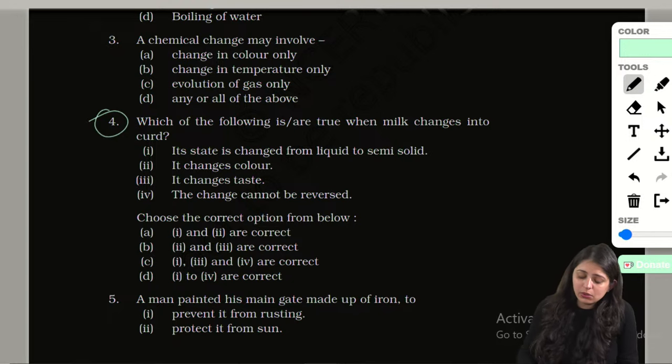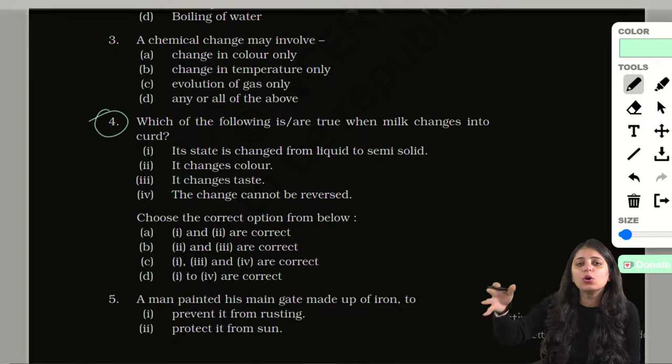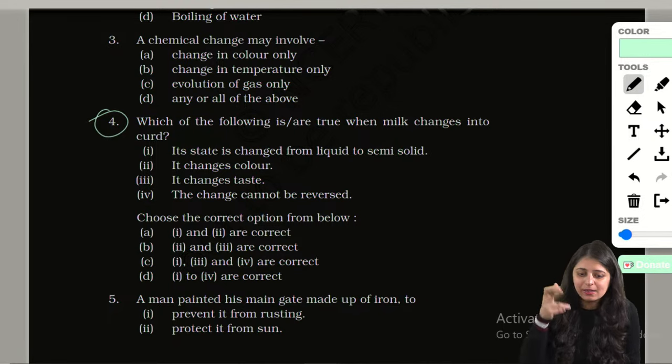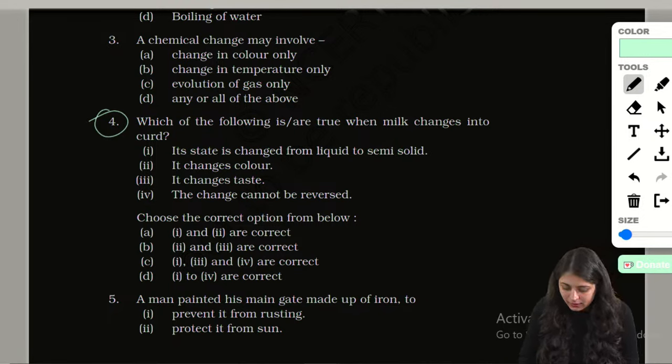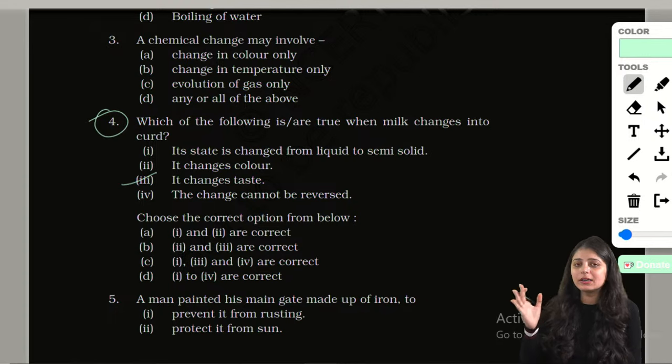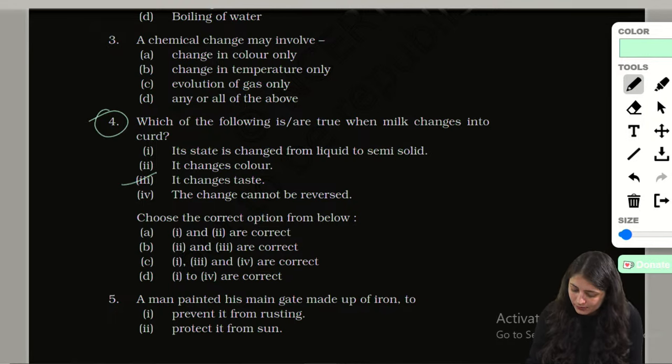Any or all, देखो, जरूरी नहीं कि हर reaction में all होगा. So इनमें से कुछ एक भी सही हो सकता है और could be combination. इसका मतलब है any and all. अच्छा, इसमें everybody is saying fourth में option C. Very good. Milk को आप curd में convert कर रहे हो. तो आपको true statements बताने. It's changed from liquid to semi-solid. बिल्कुल सही बात है. Milk liquid है, curd semi-solid है.